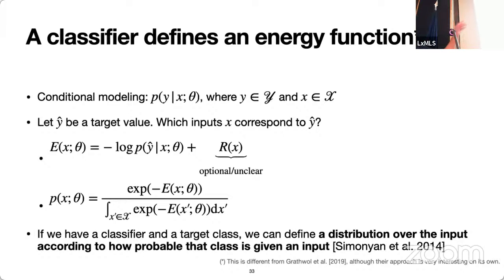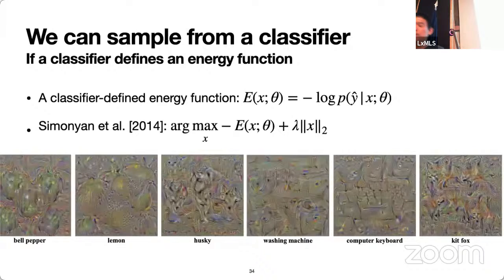Now we need a bit of a regularizer. I'm going to talk about why we need them. Unfortunately, it's very difficult to define what that regularizer should be without knowing about the target domain. So in other words, if we have a classifier and a target class, we can define a distribution over the input according to how probable that class is given an input. And this is, of course, not a new idea. We've known about this for many years.